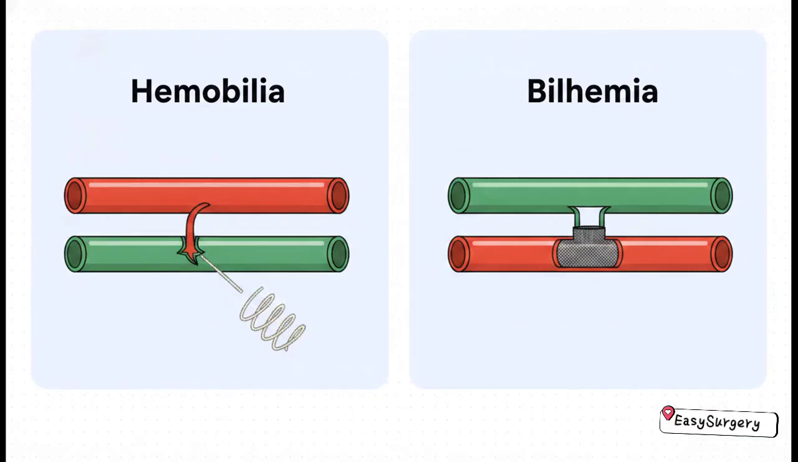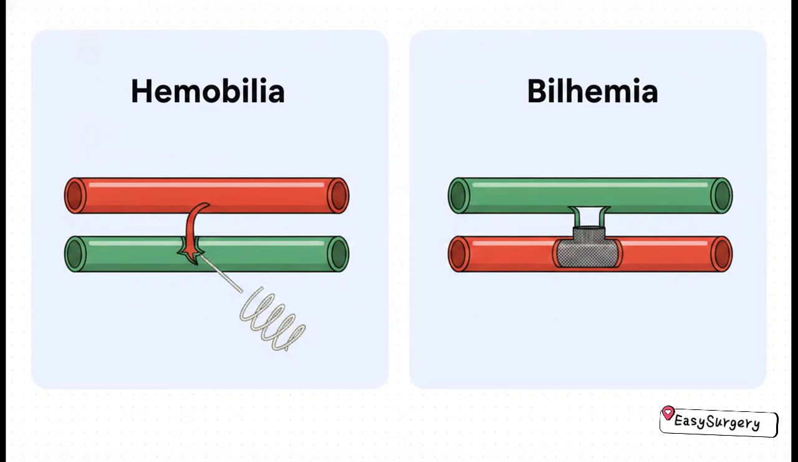Now, look at this stark contrast between hemobilia and bilhaemia. With hemobilia, as we just said, blood is leaking into the bile. But with bilhaemia, a fistula forms between a vein and the biliary tree, so the high-pressure bile leaks directly into the bloodstream. As you can imagine, that presents with wildly, rapidly progressive jaundice. It's like a two-way street, but both directions spell disaster.